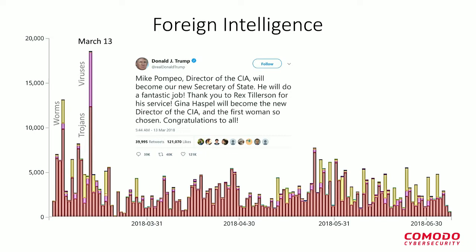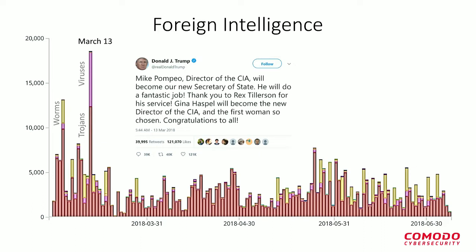In this case, this might surprise you, but I'm absolutely convinced of it. These are all worms, trojans, and virus detections for the United States for a 6-month period. And the tallest spike is March 13th. What happened on that date was that Donald Trump tweeted the name of the new Secretary of State and CIA director.